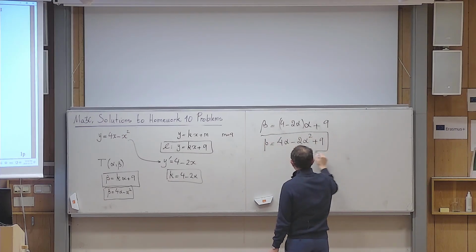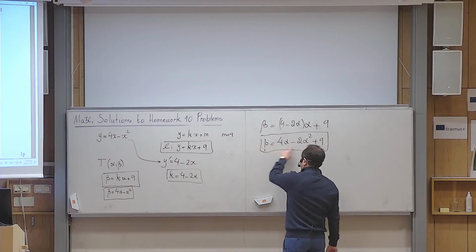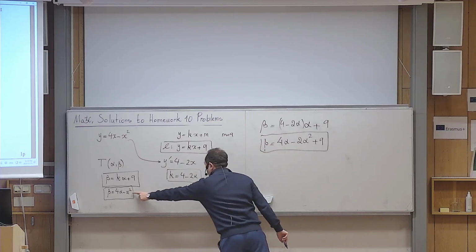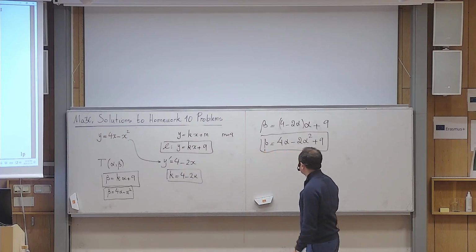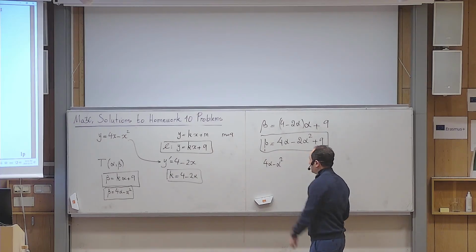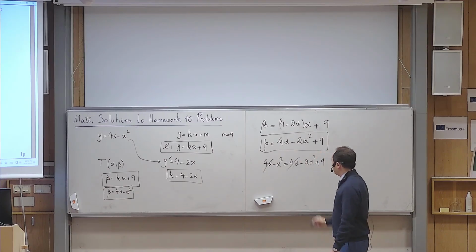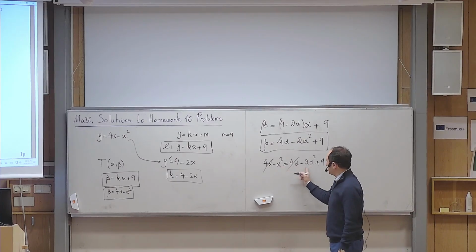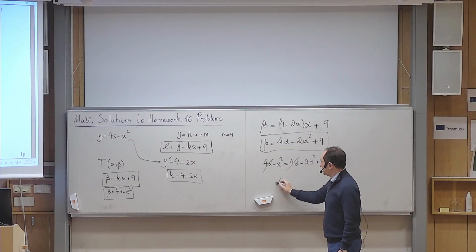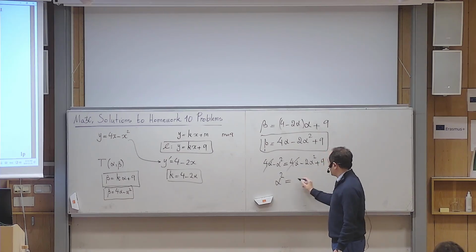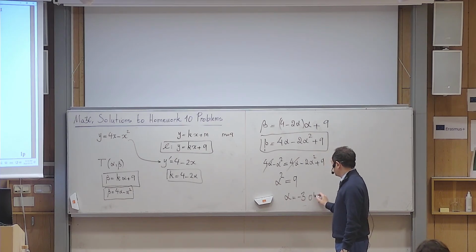This is another equation. This is beta. This one is also beta. They have to be equal. So I would say that 4 alpha minus alpha squared, which is beta, should match with this quantity, which is also beta. And then this 4 alpha and 4 alpha are gone. I move this to the other side. It becomes positive 2 alpha squared minus alpha squared is just alpha squared, and is 9. And everyone knows alpha is minus 3 or plus 3.